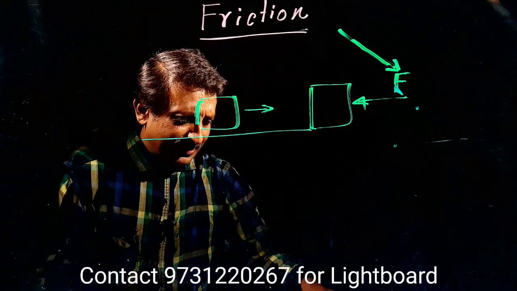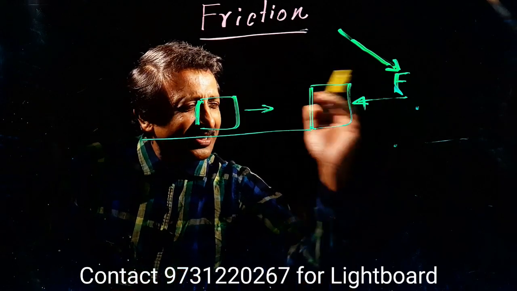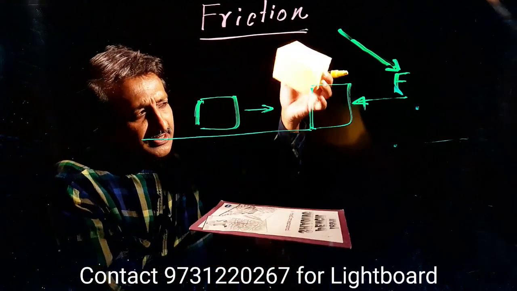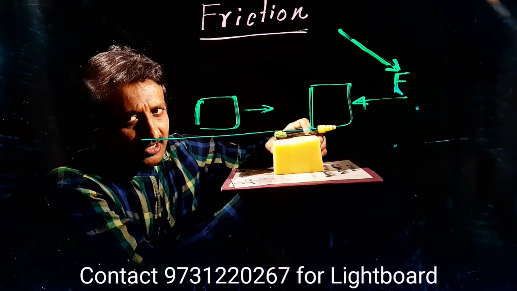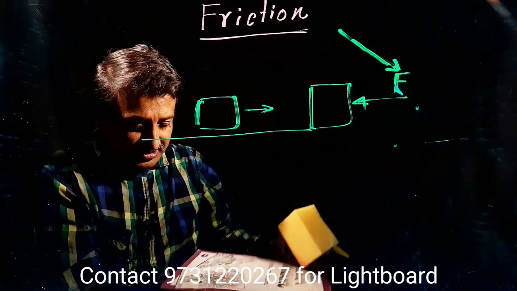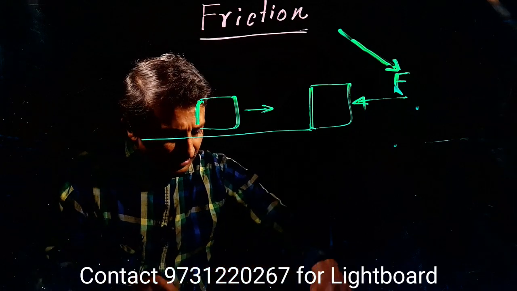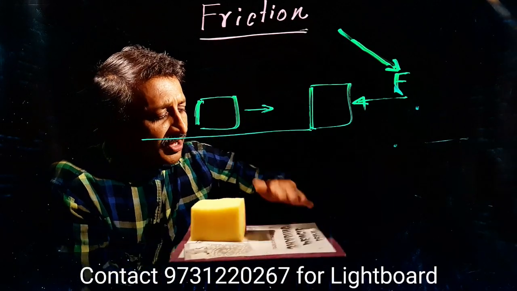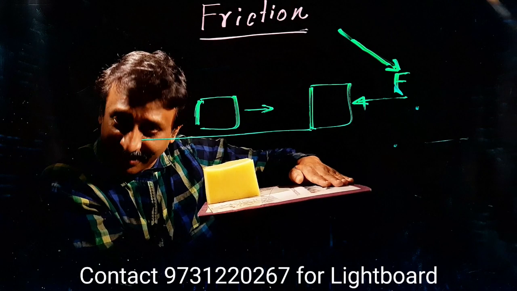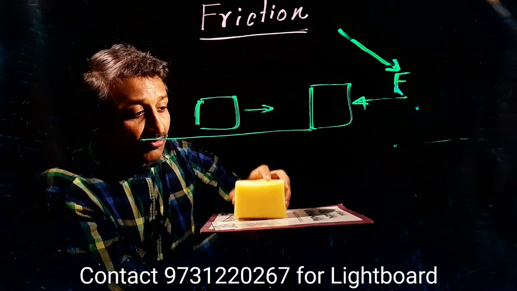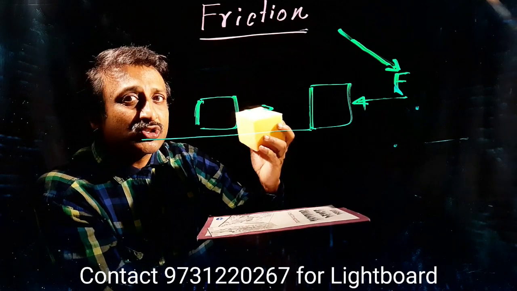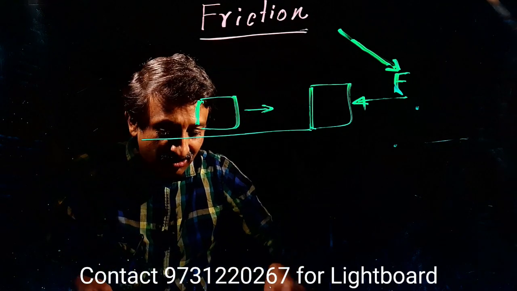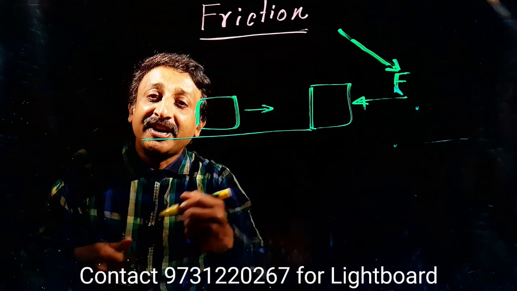A little more explanation of why the frictional force is there. There is a contact between this surface and this surface. We may see that these two surfaces are very smooth, right? But in reality, if we see it at the microscopic level, it is not smooth. It is not a smooth surface. Always there are many irregularities. What do you call?